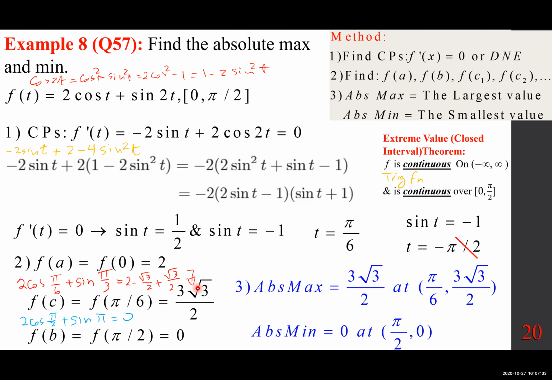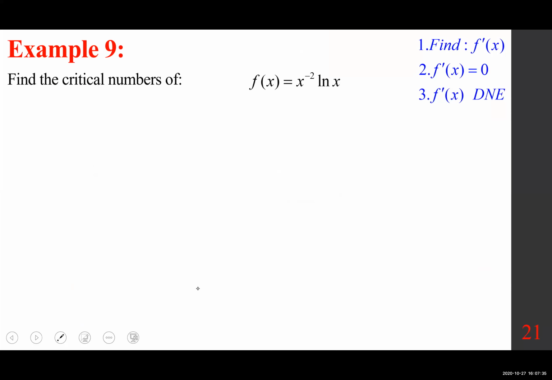All right, let's look at the next example. We want to find critical numbers of this function, f of x equals x to the power of minus 2 times ln x. It's a product rule in order to find f prime of x. This is minus 2 x to the power of minus 3 times ln x, plus ln x's derivative, 1 over x, times x to the power of minus 2. So this one is the same as x to the power of negative 3, so we can factor it out.